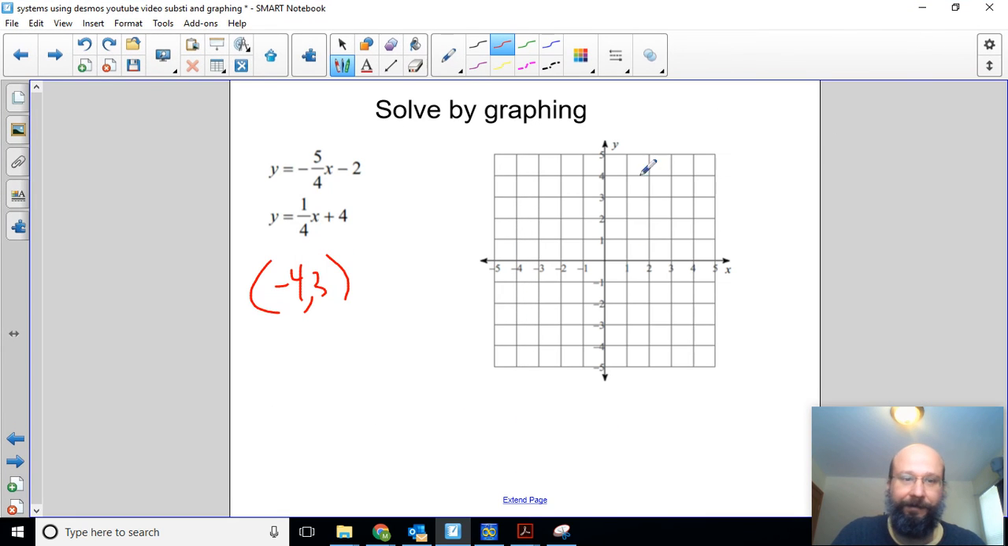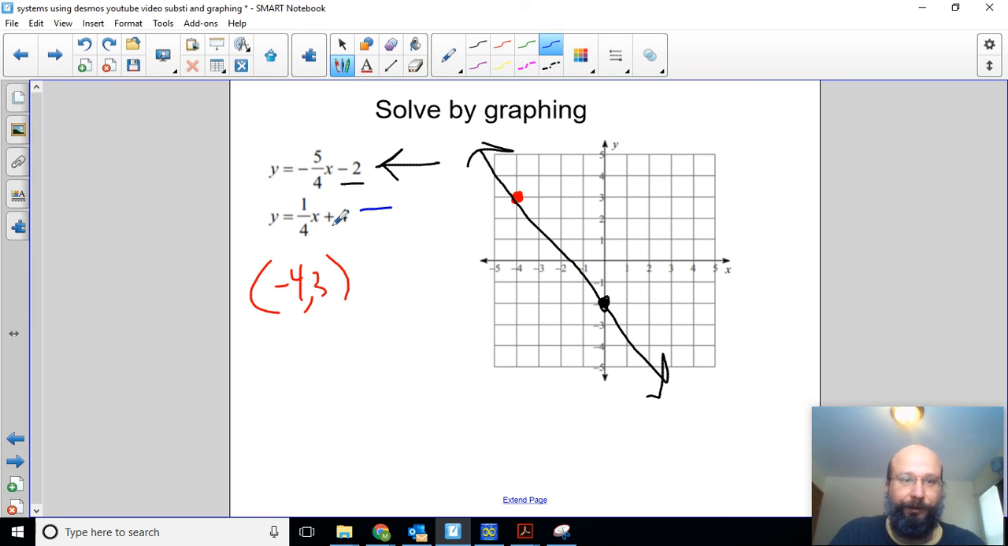I can look at my graph. I can put a dot at my answer. Negative 4, positive 3 is here. So that's my answer. I'm going to go to black. I'm going to graph this one. The y-intercept's negative 2. And I know it's got to go through this dot. So my line's going to be like this.